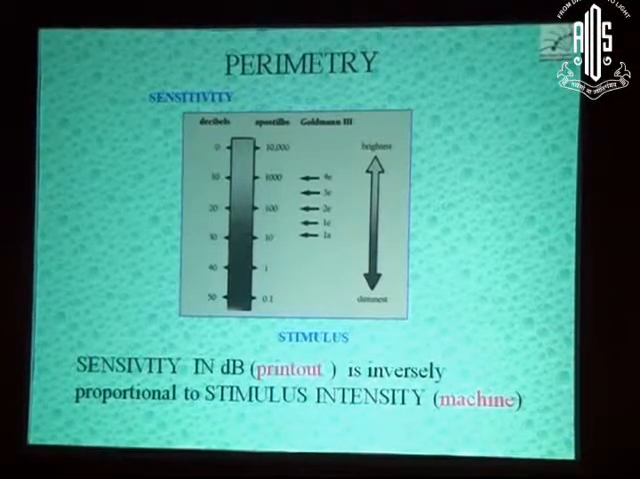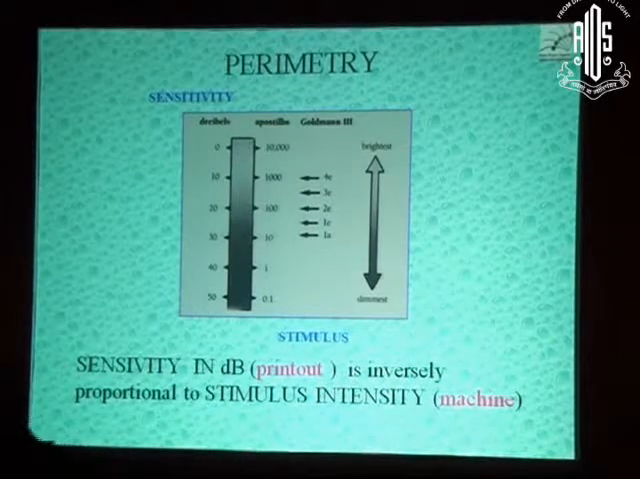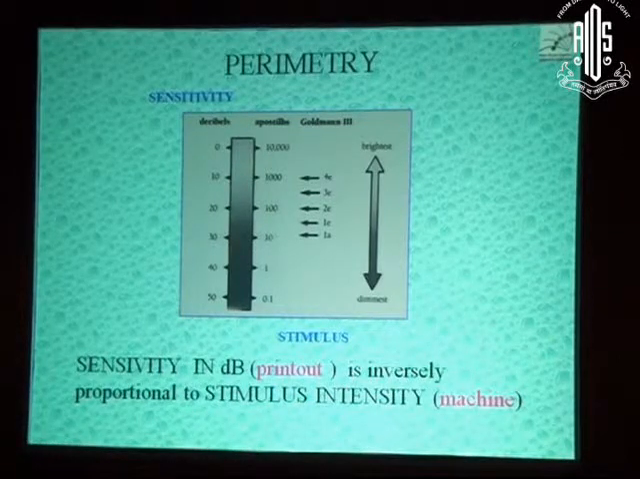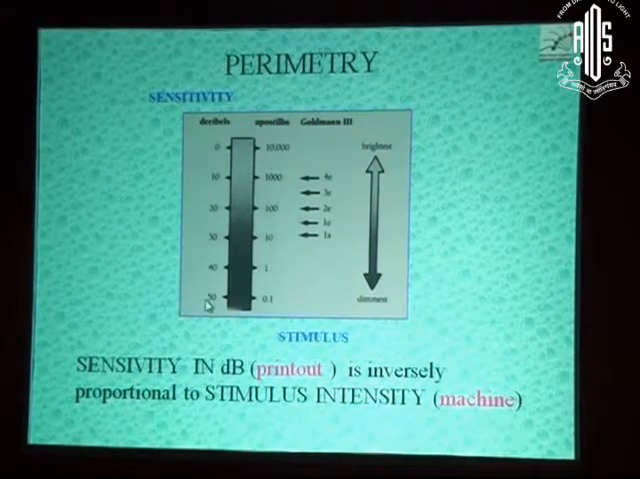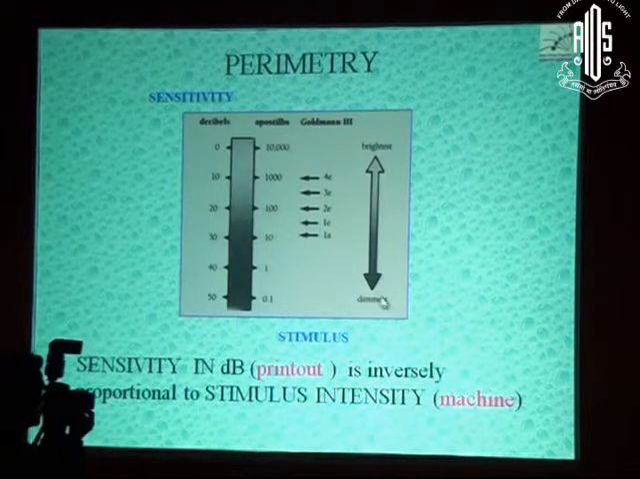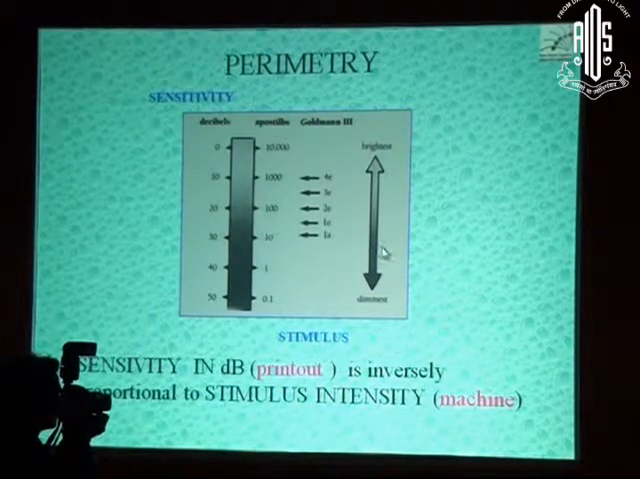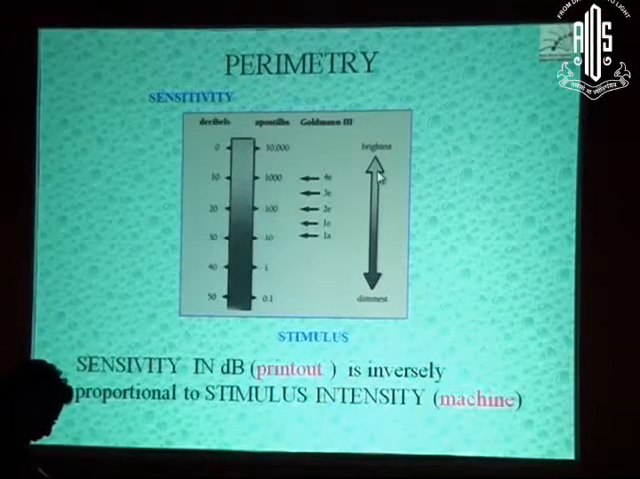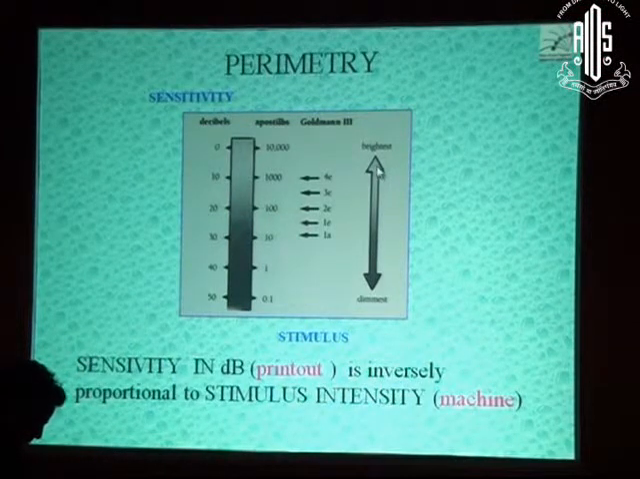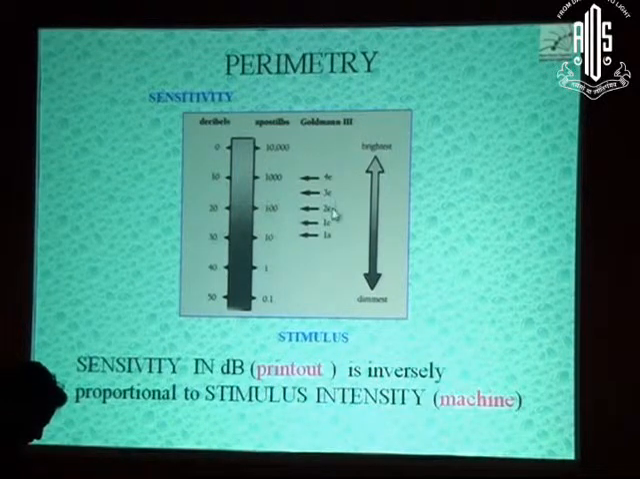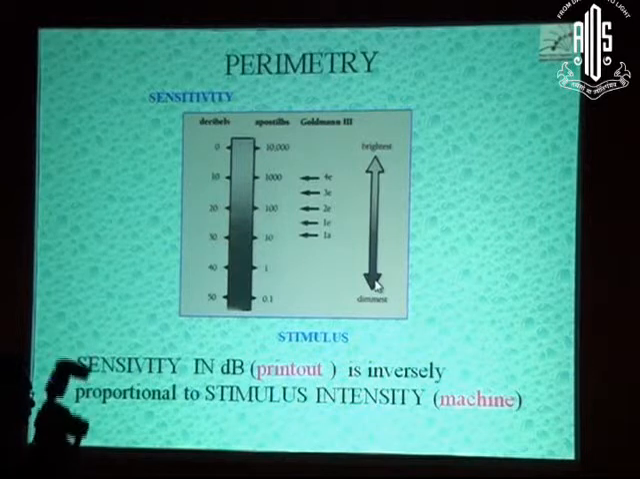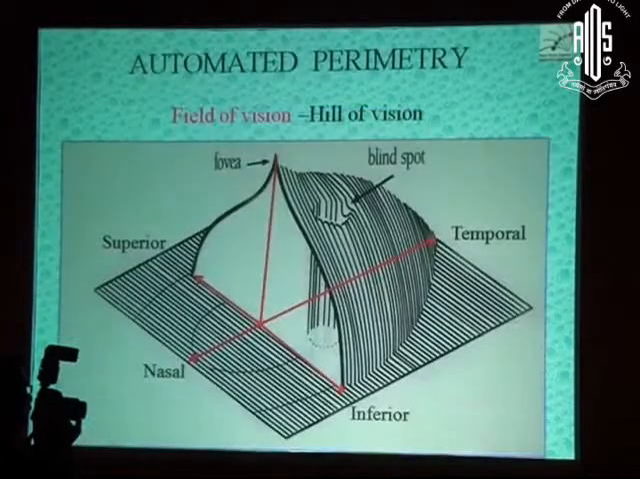Just one point I want to highlight: in perimetry we usually get the notation in decibel values. It has a wide range of decibel values from 0 to 50, but the decibel notation is to find out the sensitivity, where the machine uses a stimulus intensity measured in apostilbs. It is just the reverse: the brighter the stimulus the patient can perceive, the lower the decibel value, and the dimmer the stimulus the patient can perceive, the higher the decibel value.